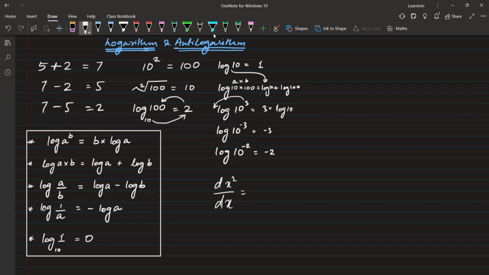Oh, 2, guys, sir. Physics 2. 2, only 2. 2x, right? 2x, right? Sir, we are putting it in x. Yes.